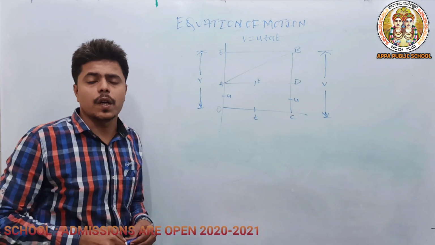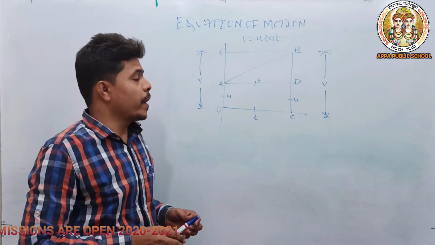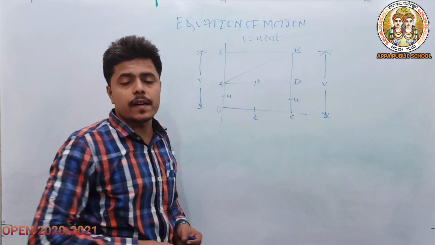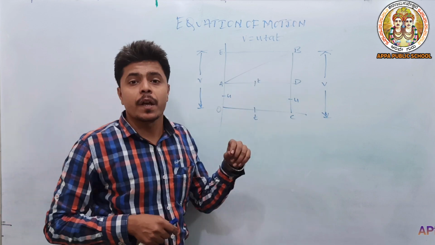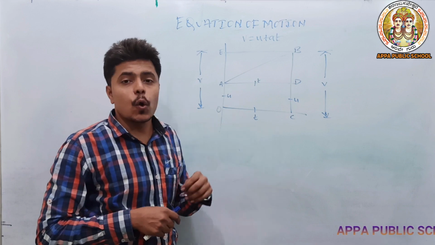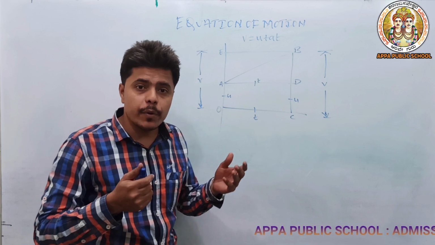So equation of motion. What do you mean by equation of motion? Whenever the object is moving with a uniform acceleration, there is a possibility to relate the velocity, time and distance. So we call this set of equations the equations of motion.